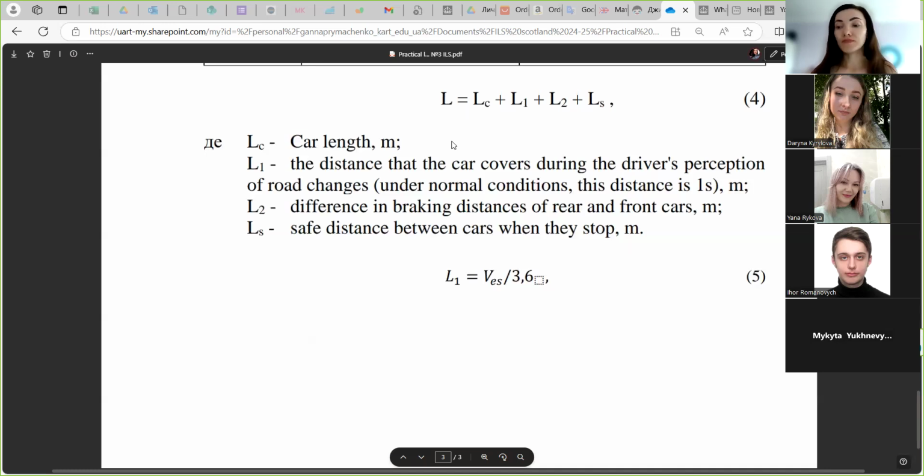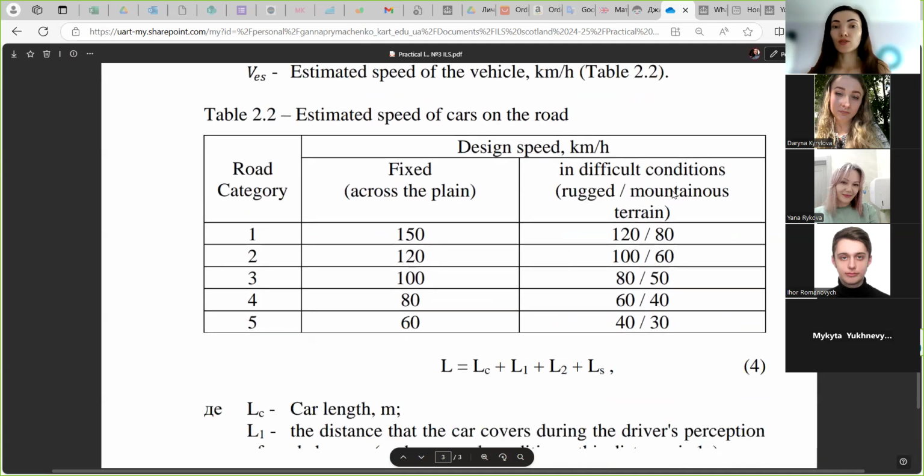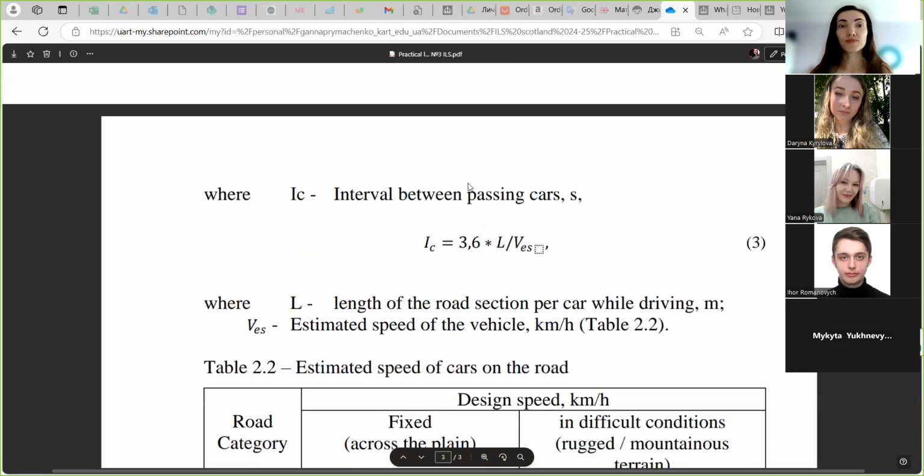what means L? We can find this information under formula 3. L, it is length of the road section per car while driving, also in meters. And so L is equal to, first parameters, it is car length in meters. L is index C, it is car length in meters. We can find it in our table 2.1. Okay, find it.